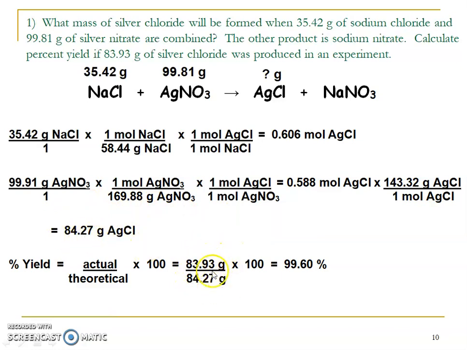Then again, I'm going to go back to my problem and go, okay, I actually made 83.93 grams. That's what was given to me in the problem. And theoretically, using stoichiometry like we just did, we should have made 84.27 grams. Times 100 gives us 99.60% yield. That's very good, right? Because we want our percent yield to be as close to 100 as possible.